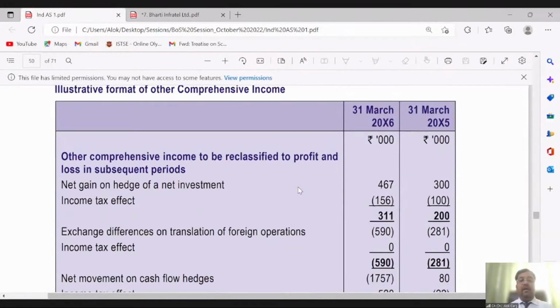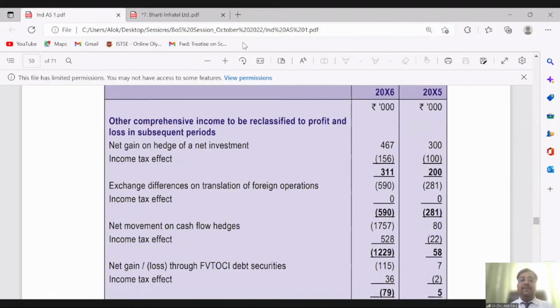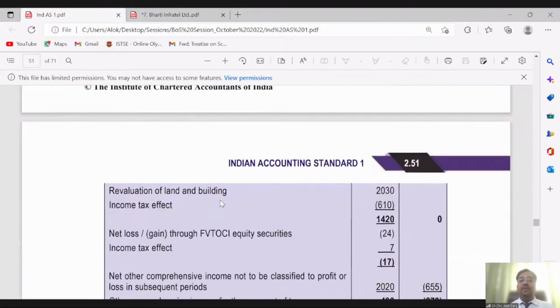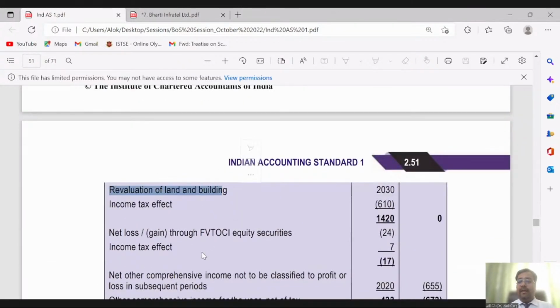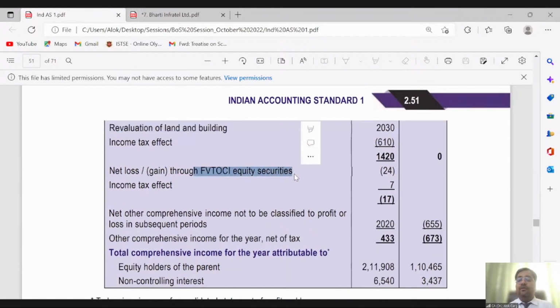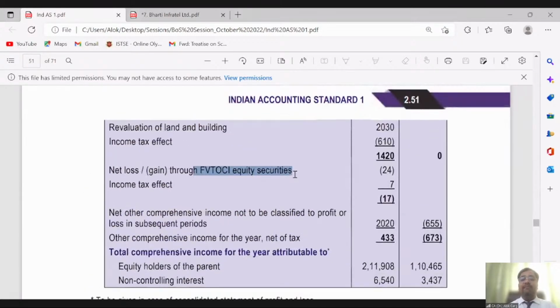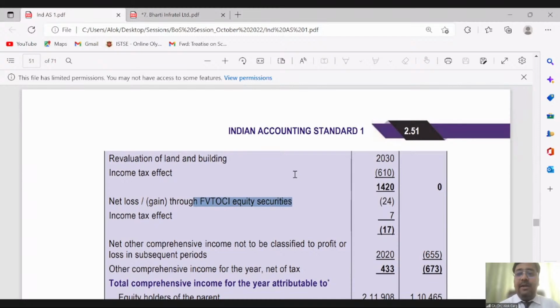Items of other comprehensive income. Other comprehensive income to be reclassified to P&L in subsequent periods, like gain on hedge of a net investment and its income tax effect. Exchange difference, FCTR. Net movement on cash flow hedges. Fair value through OCI on debt securities. So these are the items which are given in the standard and Ind AS 1. Right. Remeasurement gains or losses, actuarial gains and losses on defined benefit plan, revaluation surplus of land and building, right? Net loss or gain through fair value through OCI of equity securities. So you will be able to understand these terms when you read the other standards. Okay. So this is the format of your other comprehensive income. And the related tax impact is also going to be shown in the other comprehensive income. I hope it is clear to everyone.